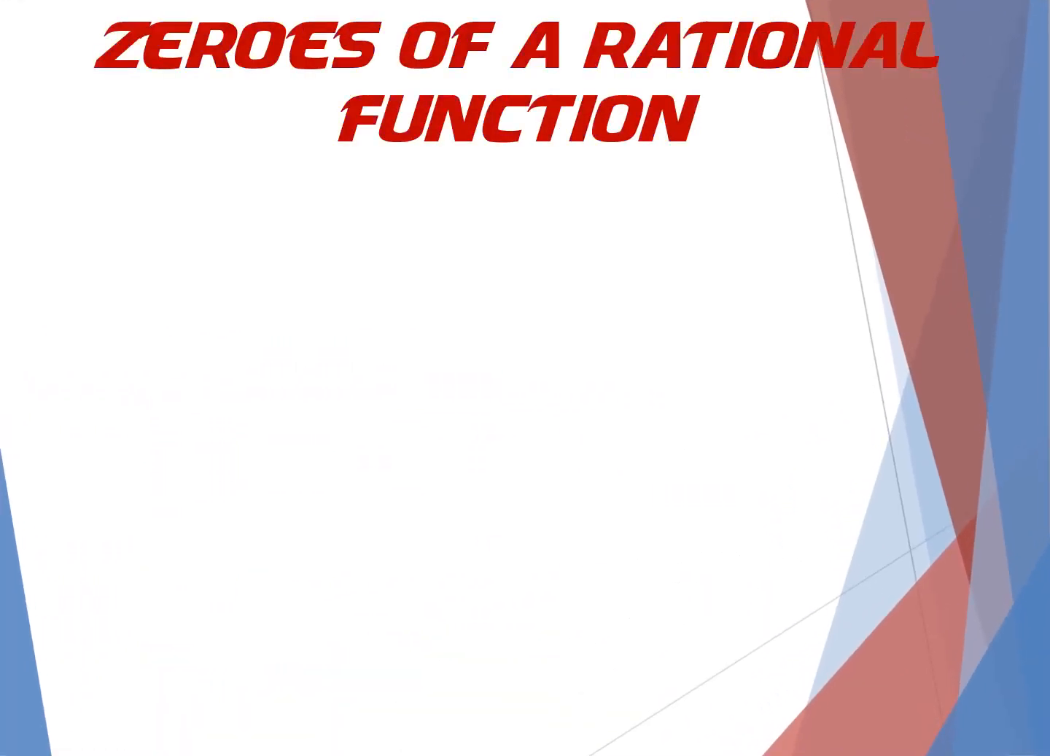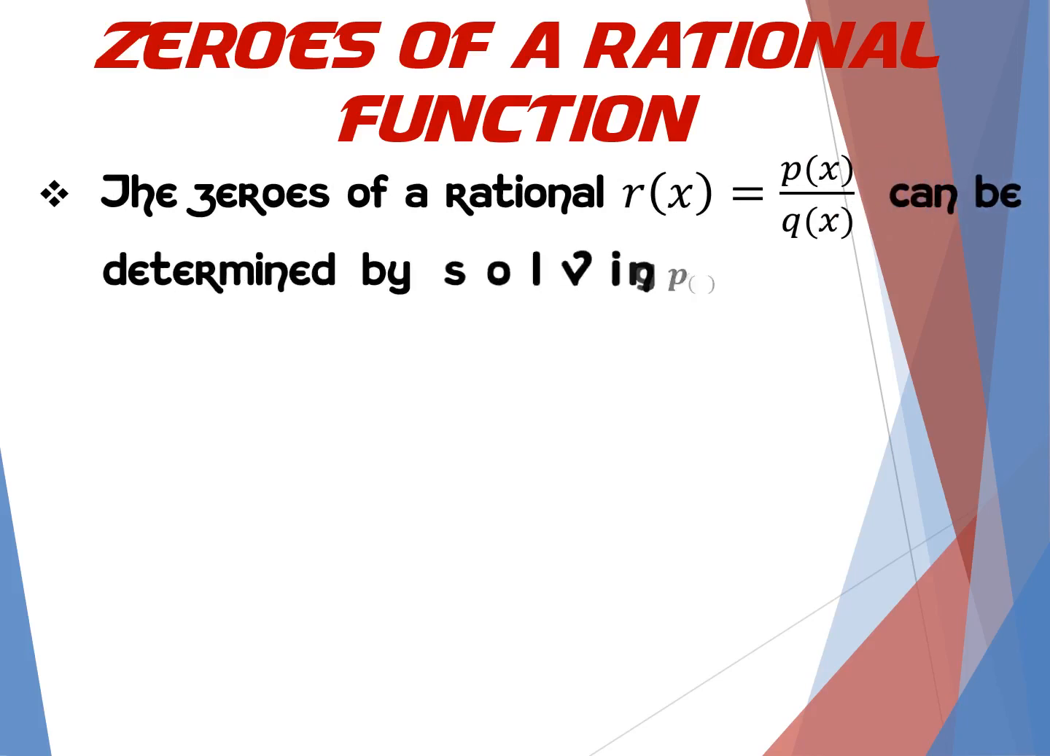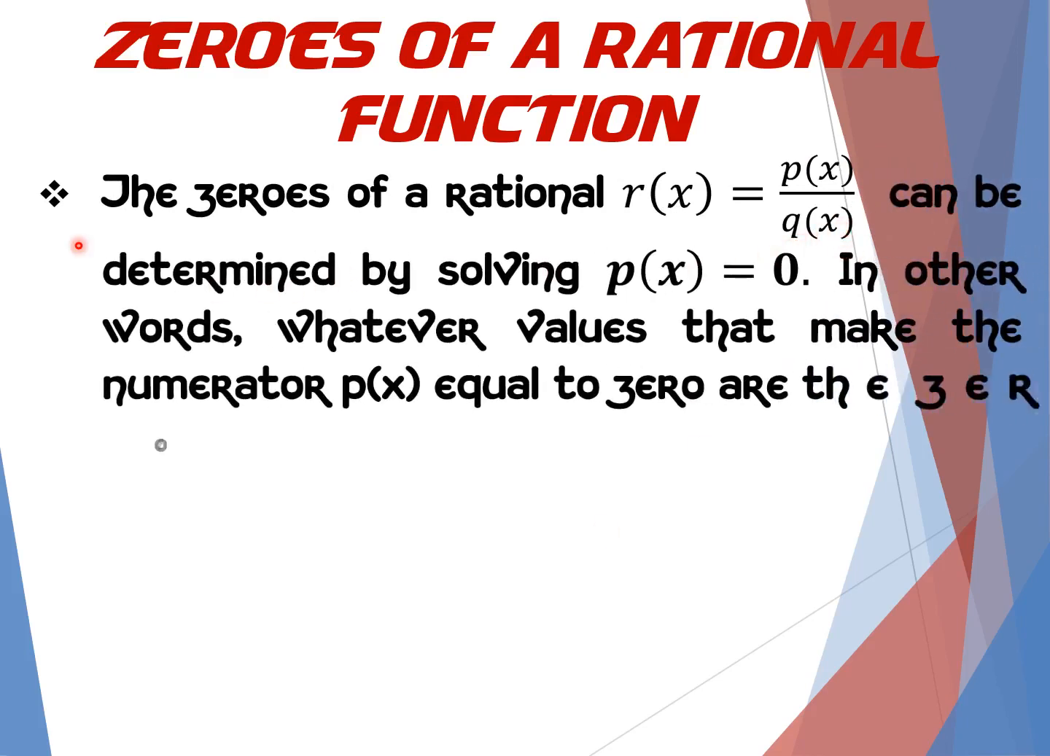Next is the zeros of a rational function. So the zeros of the rational function r of x is equal to p of x divided by q of x can be determined by solving p of x is equal to 0, meaning we're going to equate the factors or the expression in the numerator to 0 and then solve for that.